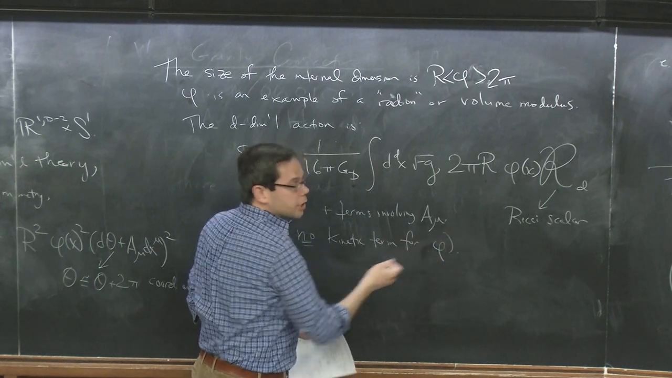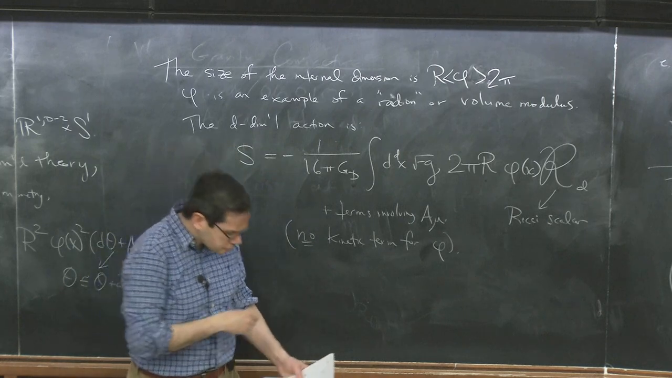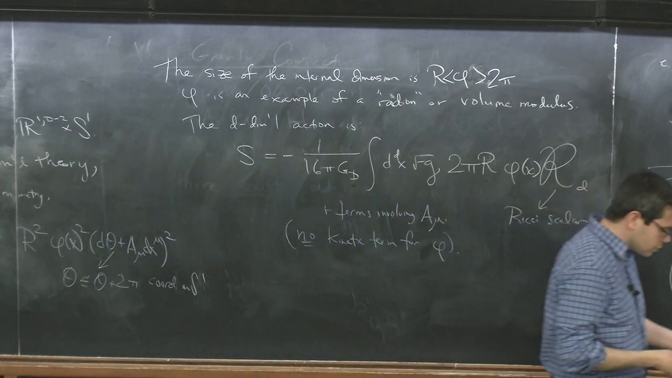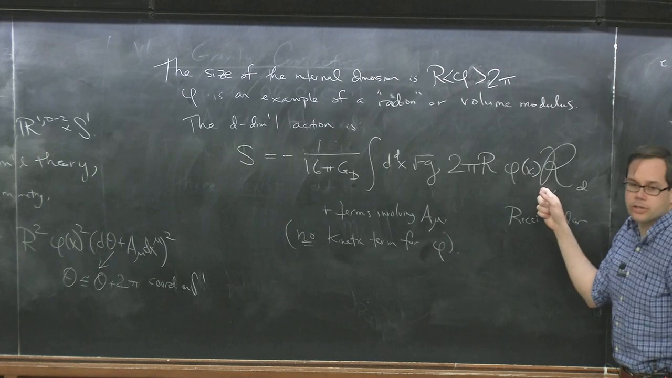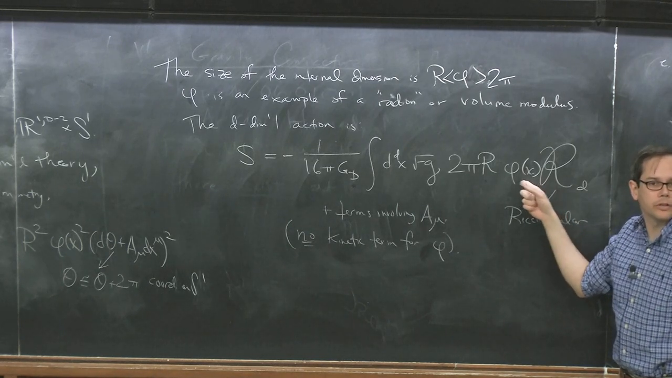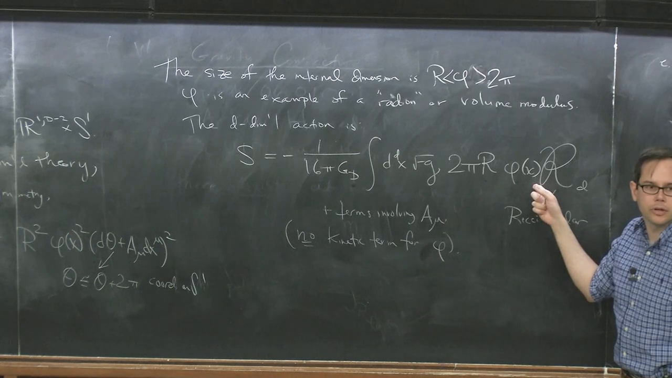You will find that there is no kinetic term for phi. There's no term involving derivative of phi squared with the ansatz as I wrote it here. But phi has kinetic mixing with the graviton through its coupling to the Ricci scalar.